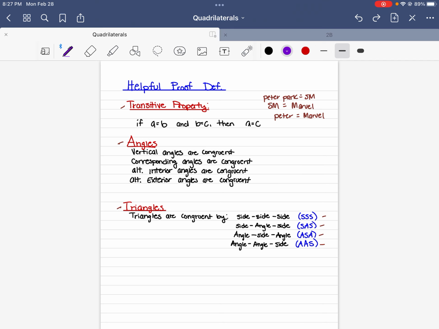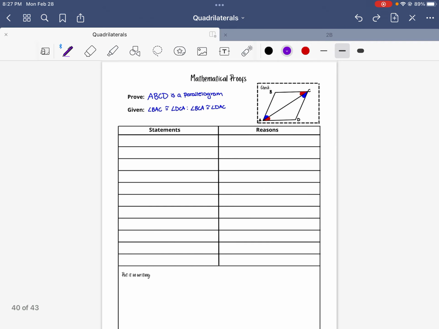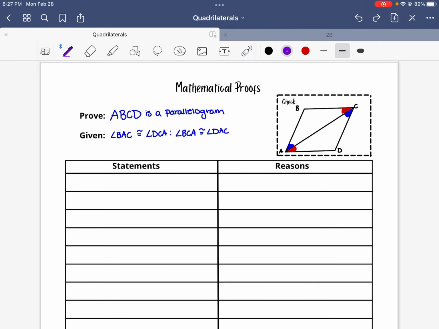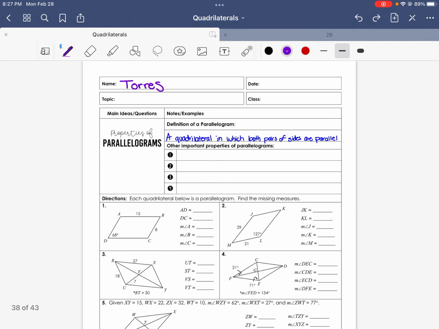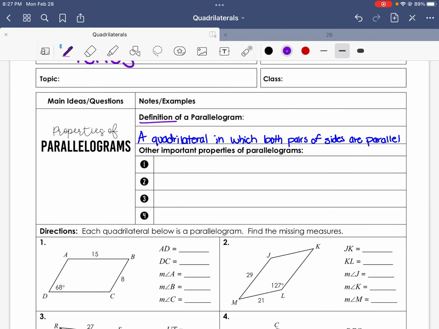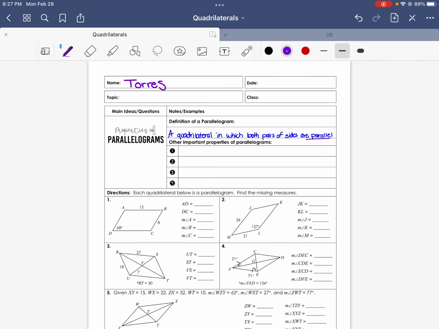In the last video, I covered some important definitions that we might be using. If you need to pause this video, hopefully you wrote them down. I'm given that these two angles are congruent and that I need to prove that this shape is a parallelogram. Well, how do we even prove that something is a parallelogram if we can't just draw it? Many videos ago, I introduced the parallelogram and gave you a wonderful definition. The definition reads that a parallelogram is a quadrilateral in which both pairs of sides are parallel. This word parallel is what we're going to focus on.